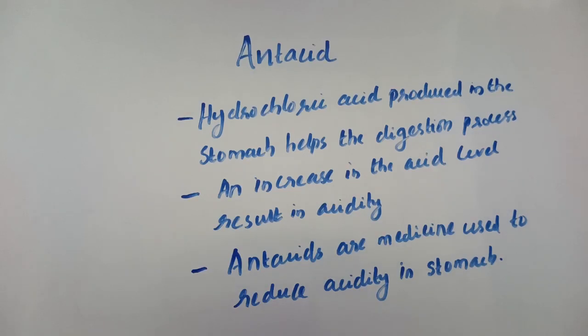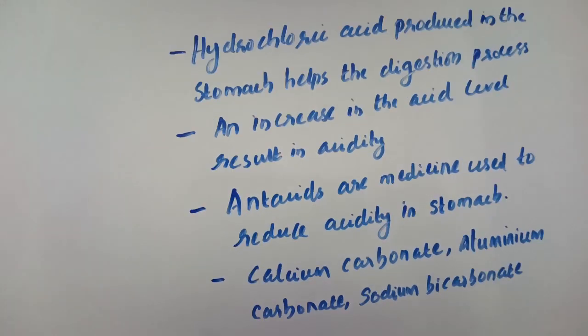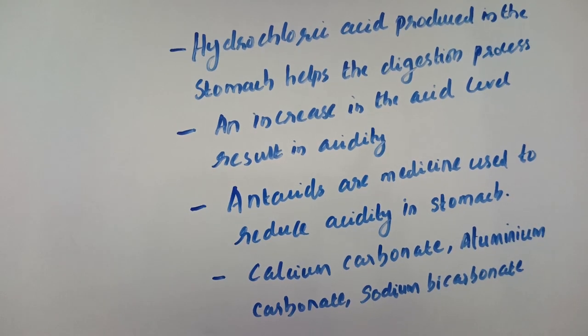Next topic is antacid. We have learned that hydrochloric acid helps the process of digestion in the stomach. But an increase in the acid level results in acidity which may lead to peptic ulcer and cancer. So we use antacid. Antacids are medicines used to reduce acidity in the stomach. The chemicals like calcium carbonate, aluminum carbonate, sodium bicarbonate are the main components of antacid.